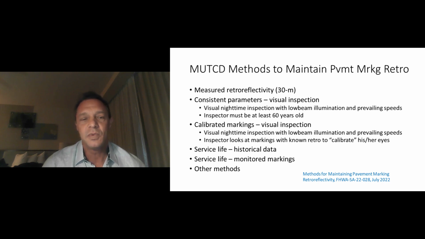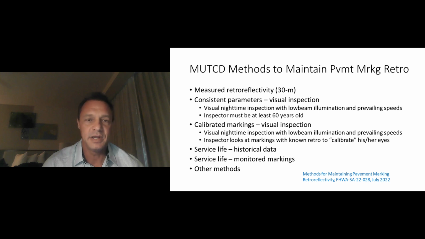Another way is what FHWA calls the consistent parameters method. This is a method where an inspector is in the vehicle, ideally not the driver. The inspector is at least 60 years old, and they are looking at the pavement markings as somebody drives them around at night with low beam illumination and judging whether or not they are adequate. So a lot of subjectivity, as you can imagine.